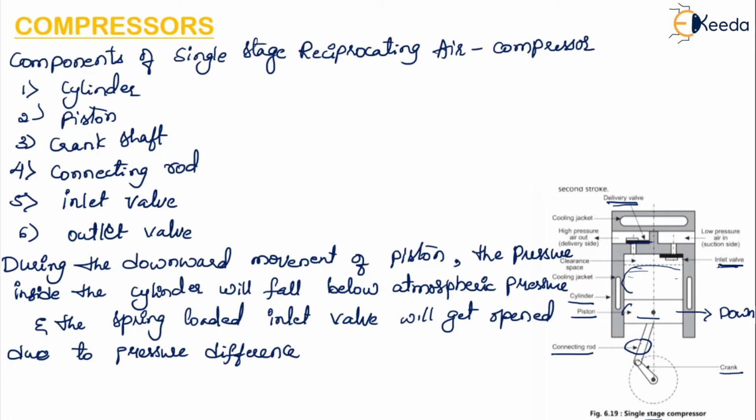Then what happens when the inlet valve is open? The air will be drawn into the cylinder until the piston reaches the bottom dead center position. Air will be entering through the inlet valve into the cylinder until the piston reaches the last position. When it is coming downwards, there will be flow of air inside the cylinder until it reaches the bottommost position.